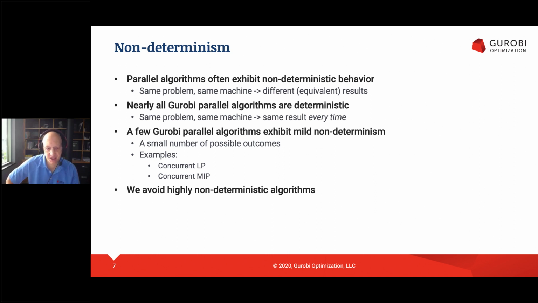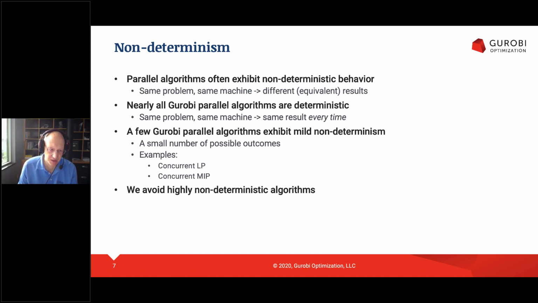Another important concept that I should touch on before diving into the algorithms is non-determinism. Parallel algorithms in general are often known to exhibit non-deterministic behavior. That is, if you have a parallel algorithm, you apply it to a particular instance of a problem, it's quite common for you, on the same machine for the same exact problem, to get different results each time. And when I say different, I don't mean wrong answers. I mean, if the problem has multiple possible solutions, it may be that you run the problem multiple times and each time you get a different solution.